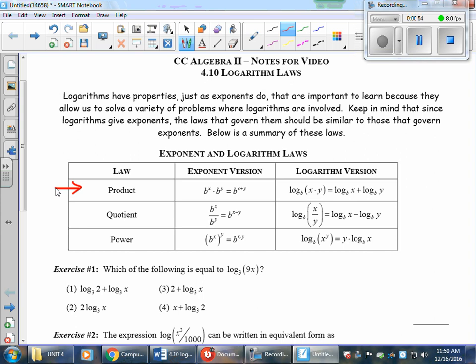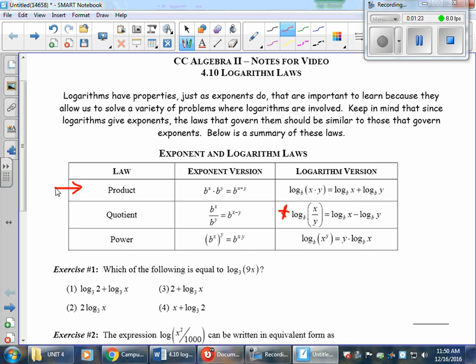Quotient, same thing. You have the same base, you subtract the exponents. So log base b of x over y is log base b of x minus log base b of y. The last one is the power law, which tells me that b to the x raised to the y is b to the xy. So log base b of x to the y is equal to y times log base b of x.